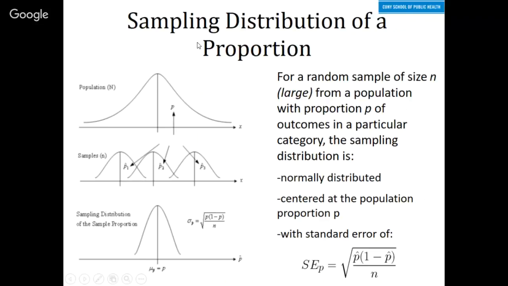For proportions, this holds as well. The same thing: the sampling distribution of the proportion is centered on the proportion from your population. All you have to do is substitute a different formula for the standard error. The standard deviation of the proportion is the square root of p times 1 minus p, with p being the proportion. And for standard error, it's again divided by the square root of n.